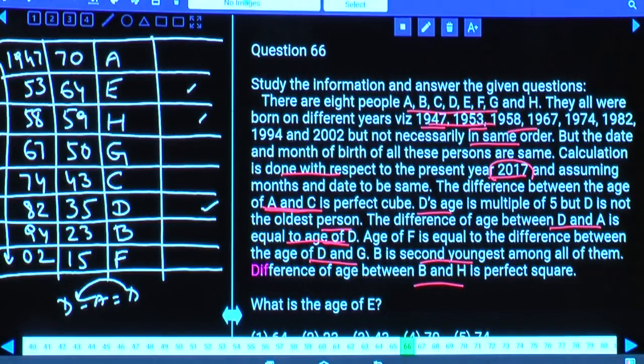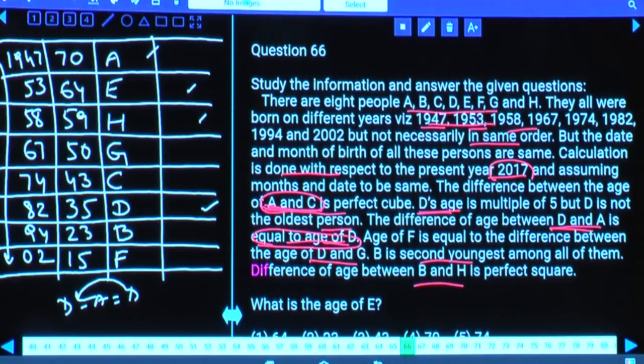Now here, rather than starting with this one, A and C is a perfect cube, we started with this one, because by doing so we are able to fix the age of D. If the age of D is fixed, then what happens here? Then A can also be fixed. When A and D are fixed, then A and C is a perfect cube, so we can determine the age of C as well. That was 66 to 70. Next one, 71 onwards.